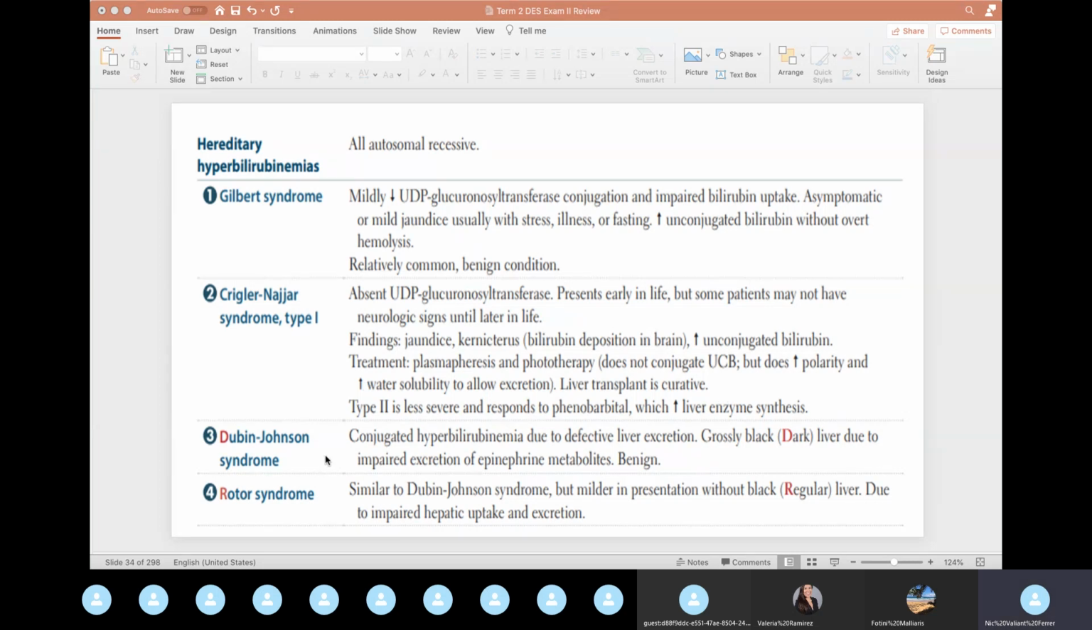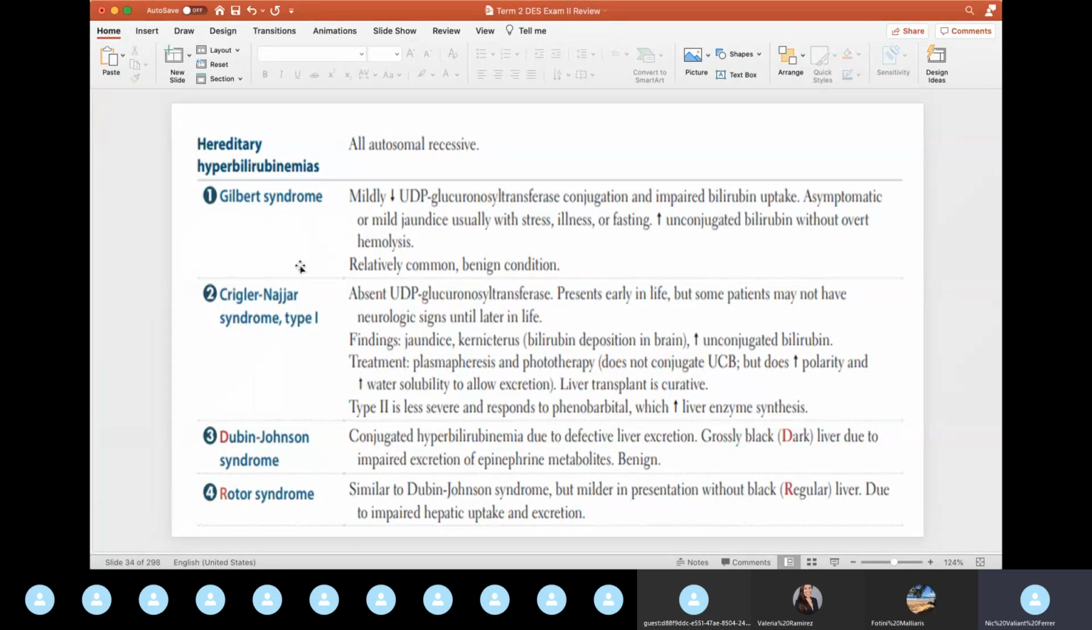Dubin-Johnson, you have an increased conjugated bilirubin due to what? Defective liver excretion. In the vignette, they're going to say dark liver. When you see dark liver, think Dubin-Johnson syndrome. Rotor syndrome is similar to Dubin-Johnson, however, it's milder in presentation without the black liver. If there's no black liver, think about Rotor syndrome.